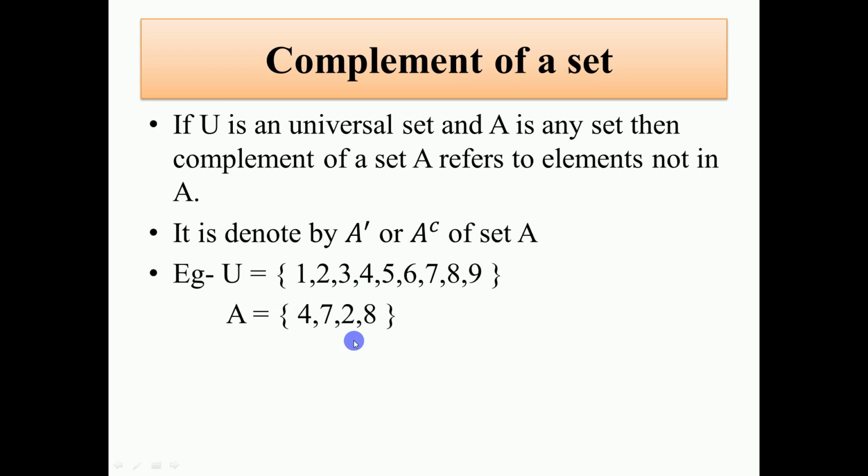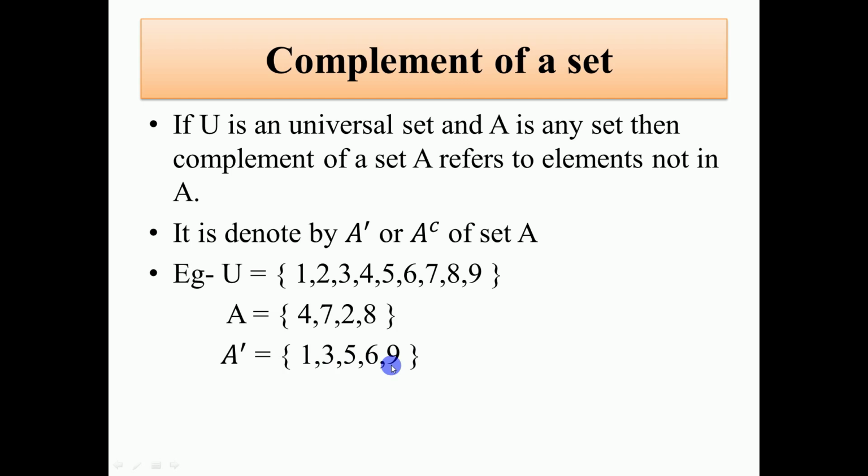Now we have to take out the complement of set A, which is denoted by A dash. Now you see that these elements are already present in the set A, but I have told you that the complement of this set is the objects which are not present in this set. So when you compare the universal set and this set, you see that only 4, 7 and 2, 8 are present in the set A. If you remove these elements from the universal set, you are left with 1, 3, 5, 6 and 9.